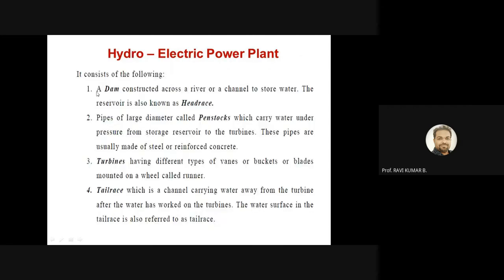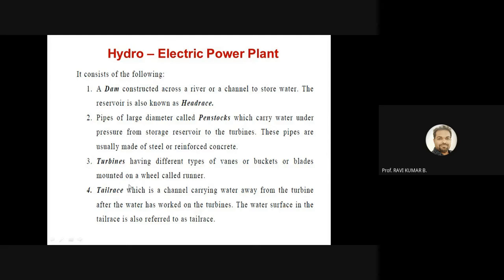We will see here. The dam consists of a dam constructed across the river or channel to store the water. The reservoir is also known as the head race, where you are filling the water up to a certain height, that is called head. Then pipes of larger diameter called penstocks carry water from this dam to the prime mover. These pipes are usually made of steel or reinforced concrete. Then finally your prime mover starts, that is called turbines. Turbines have different types of vanes, buckets or blades mounted on the wheel called the runner.